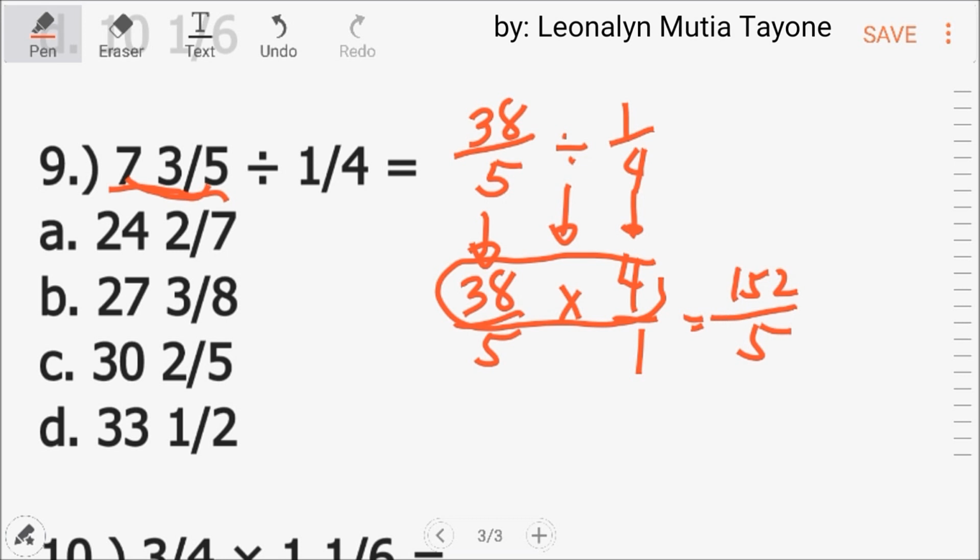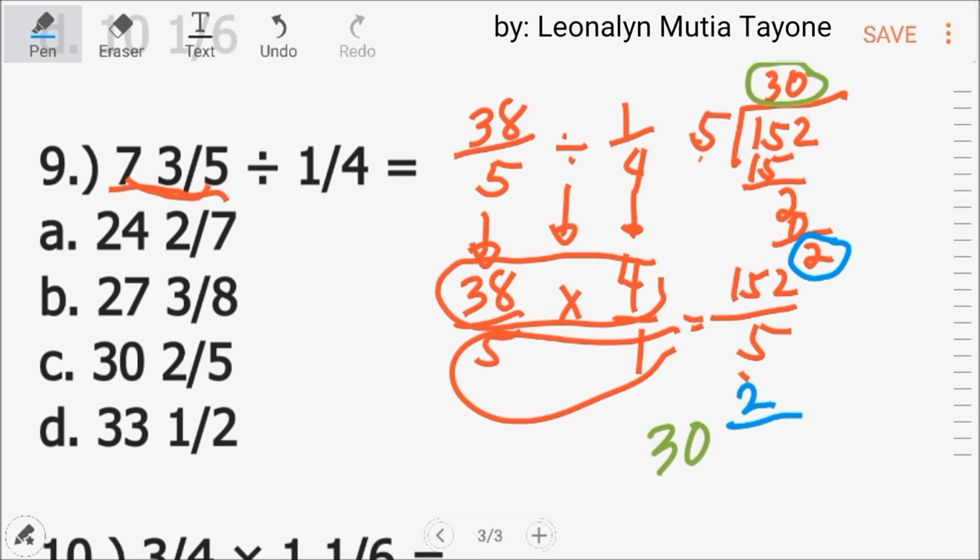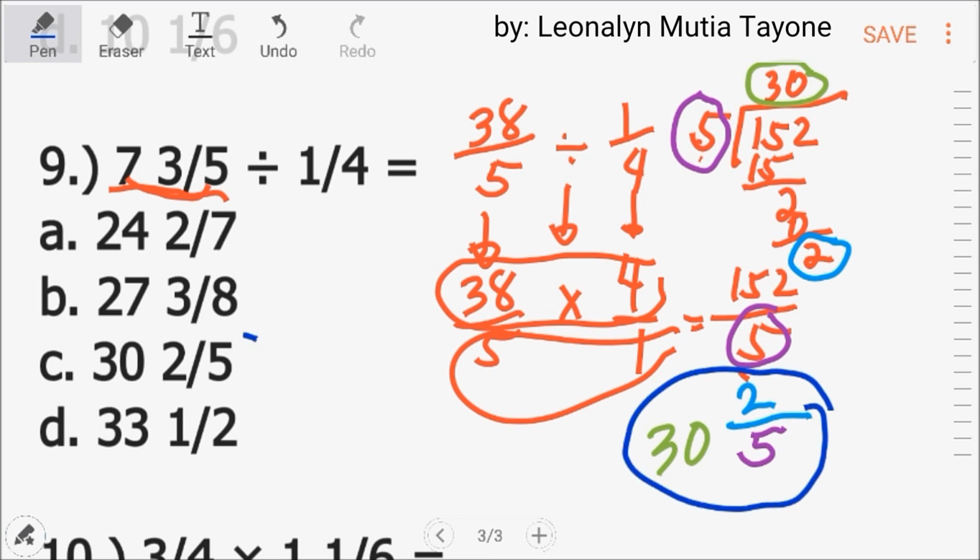152 over 5. 5 times 1 over 5. So the answer is 152, to make it clearer, 152 divided by 5. 5 times 30 equals 150. Then your remainder is 2. So this is your whole number, 30. This is your remainder, that is your numerator. Then this divisor is your denominator, or just copy the denominator. So the answer here is 30 and 2/5.